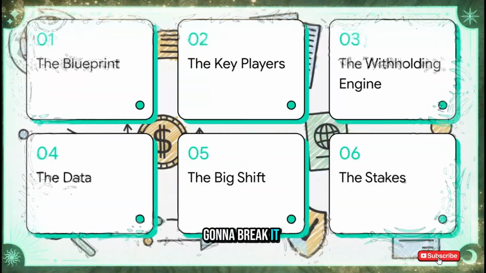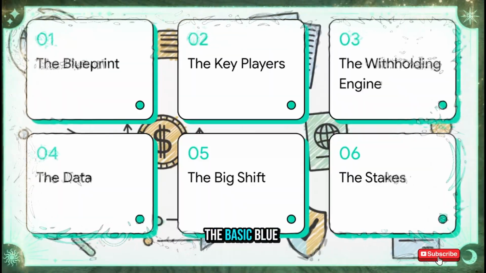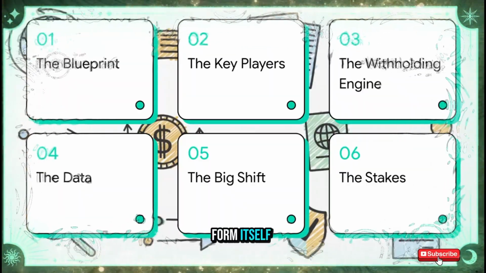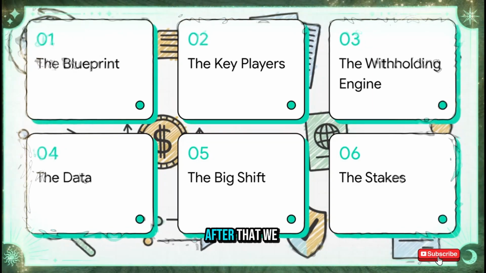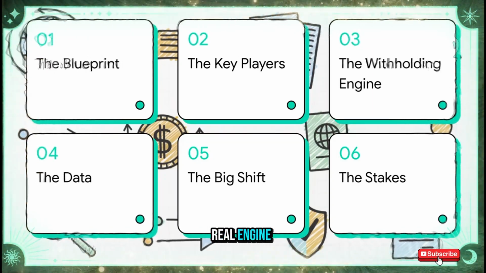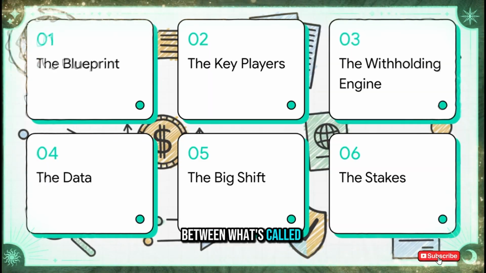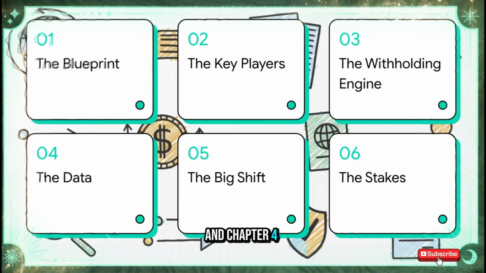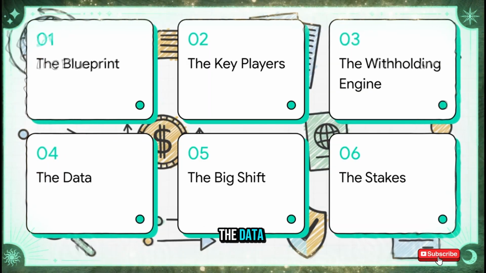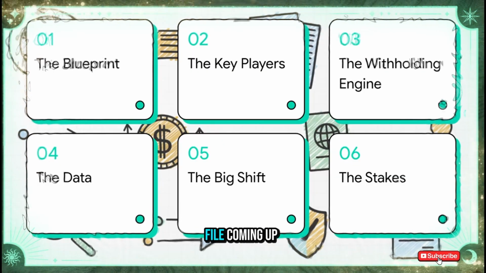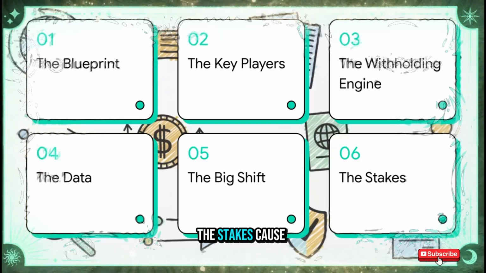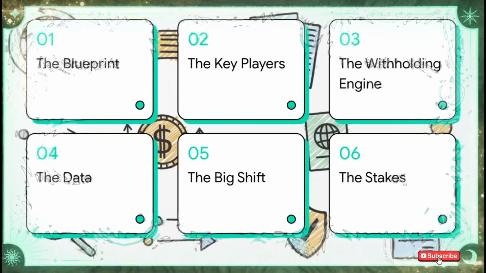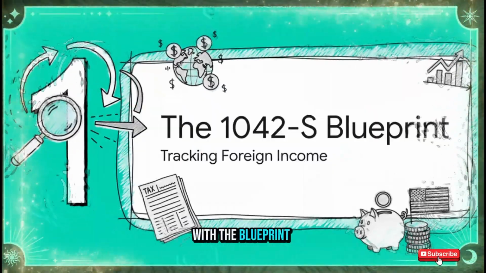Here's how we're going to break it down. First, we'll look at the basic blueprint of the form itself. Then, we'll meet the key players, who's sending it and who's getting it. After that, we dive into the real engine, the crucial difference between what's called Chapter 3 and Chapter 4 withholding. Then we'll cover the data, a massive change in how you file coming up in 2026, and finally, we'll talk about the stakes, because they are high. All right, let's start with the blueprint.